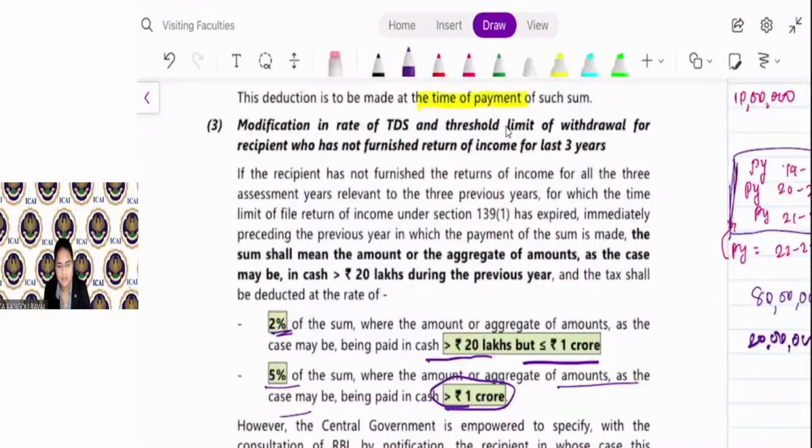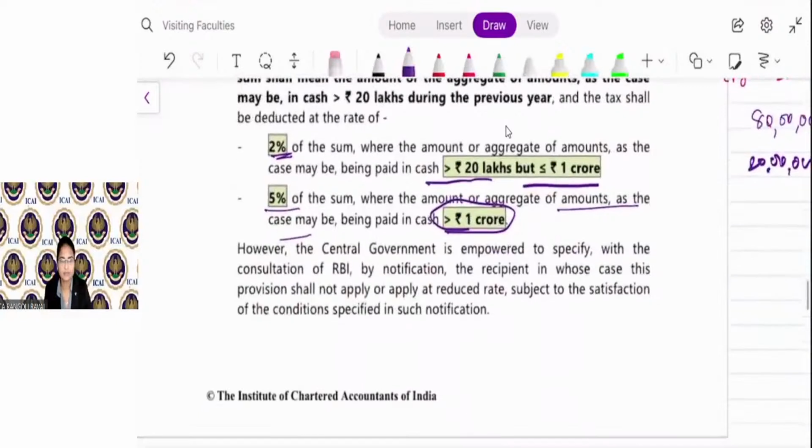Everyone clear with this? This 3 years, everyone clear? Yes or no? Everyone clear with this 3 years? Yes or no?